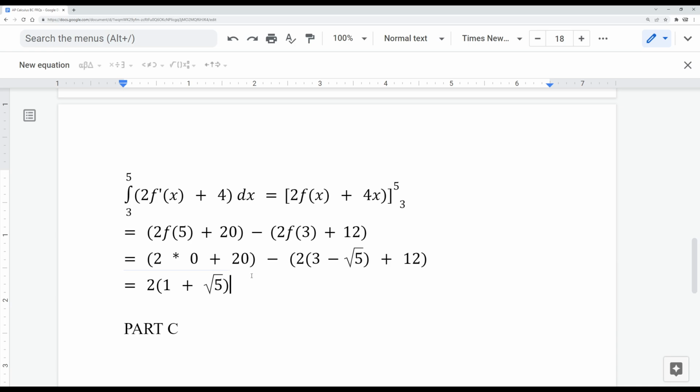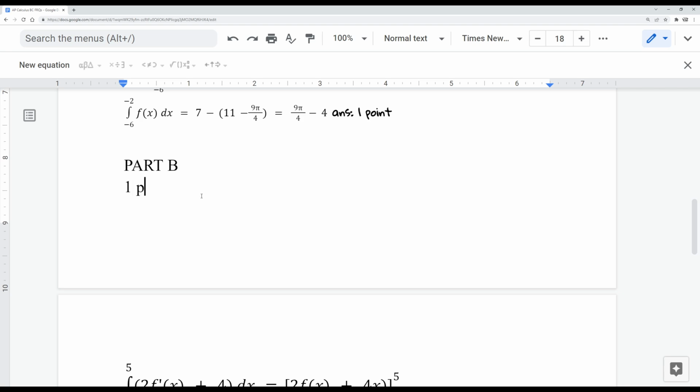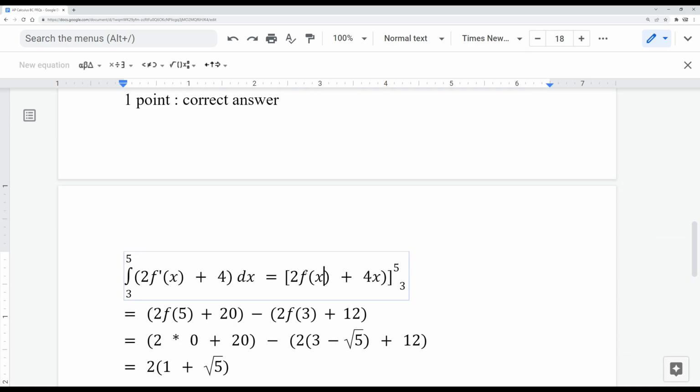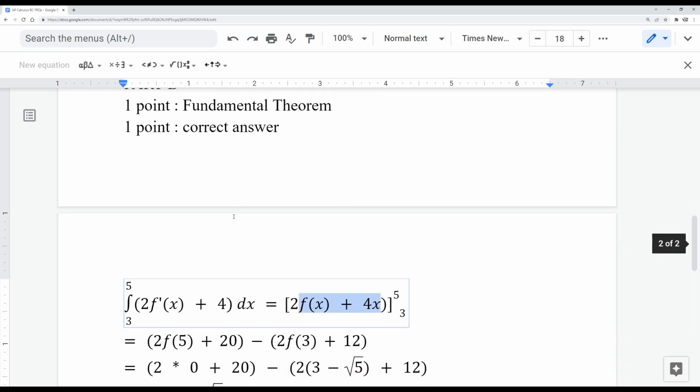Alright, so the points for these. 1 point for the fundamental theorem, and 1 point for the correct answer. So yes, if you got this correct and you got all this wrong, you still get 1 point, which is pretty cool. But if you forget what this is, you get 0. So that's not cool.